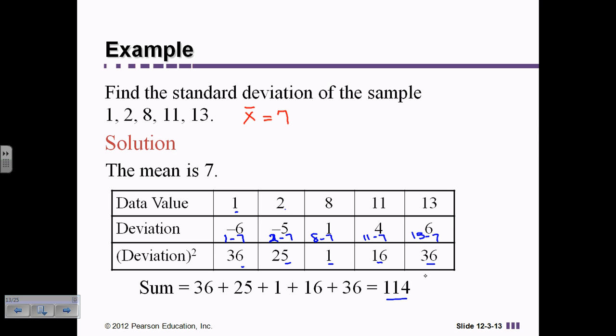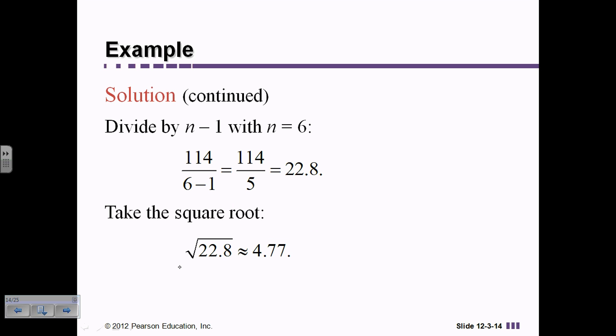So this 114 represents the summation of x minus x bar squared. So it represents the numerator of our calculation. So then I'm going to take the 114 and, remember again, our formula is the summation of x minus x bar squared divided by n minus 1, that's our variance, and the square root of all of that.